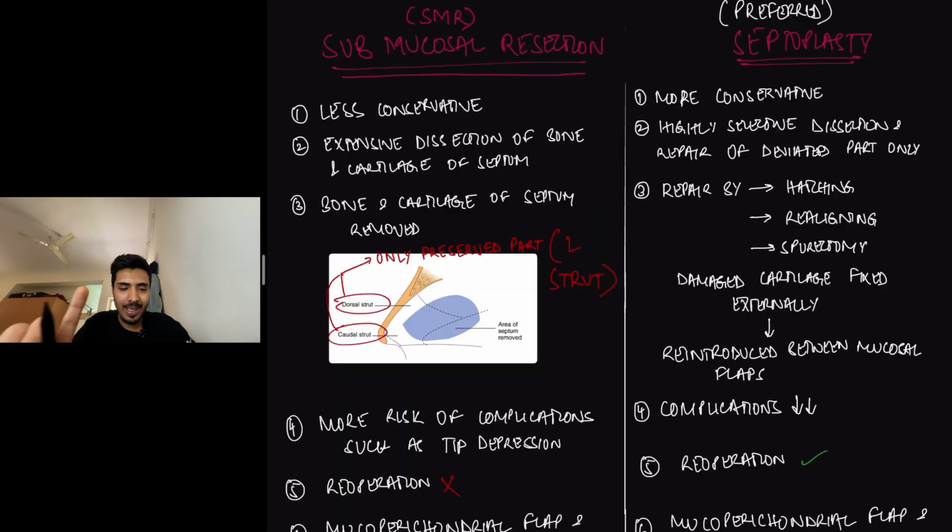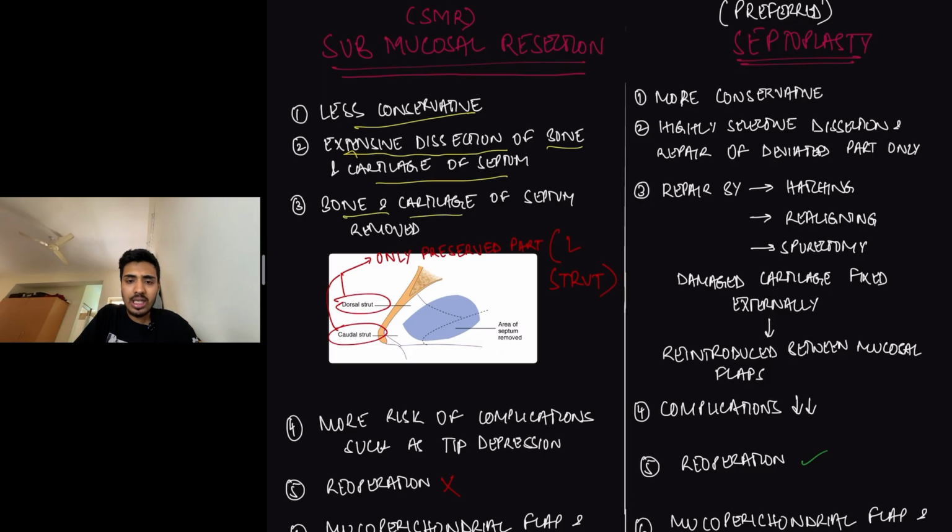Submucosal resection: the main thing you need to remember is that there is a lot of dissection, extensive dissection of the bone and cartilage of the septum. It is less conservative. Here, the entire bone and cartilage of the septum is removed except for the L strut. What is this L strut? The dorsal strut, just beneath the dorsum of the nose, a strut of cartilage, and the caudal strut right here at the columella, a strut of cartilage.